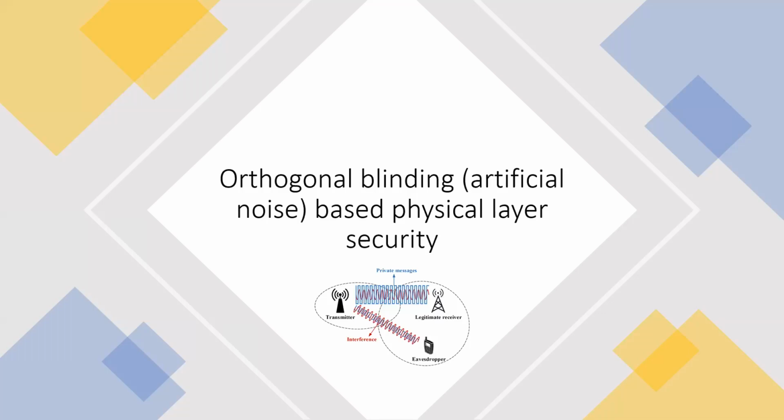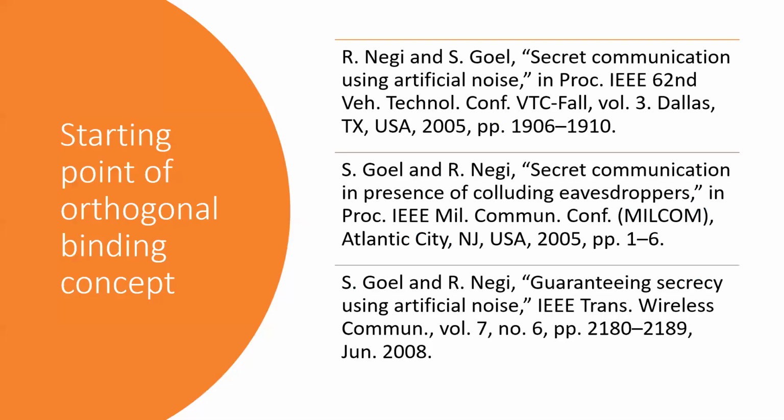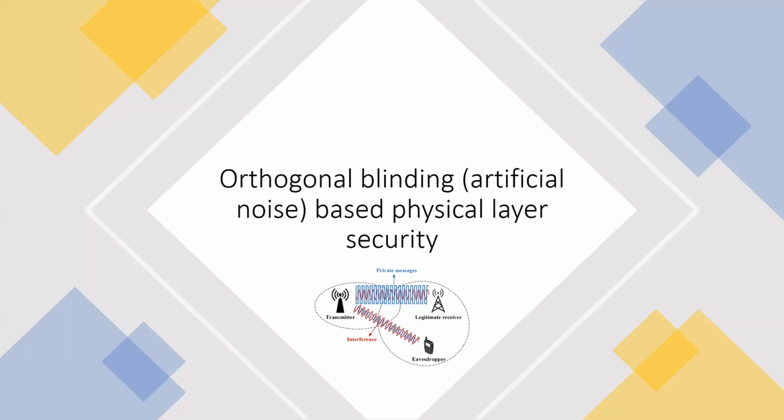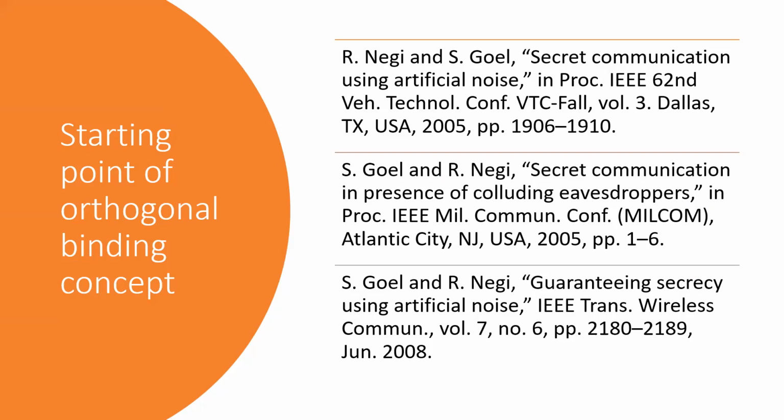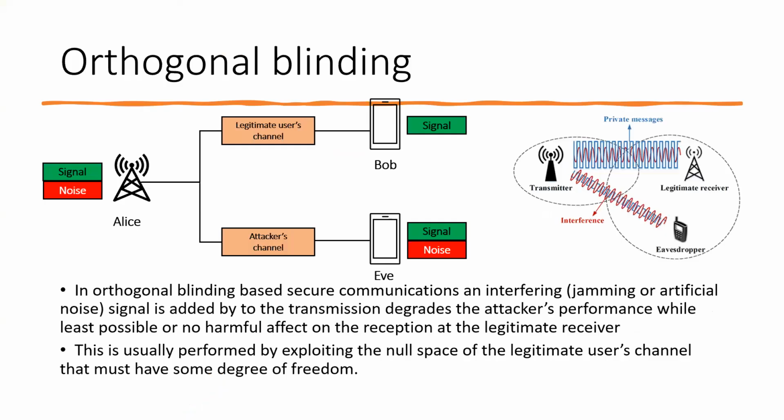Coming to the orthogonal blinding or artificial noise-based security techniques, the basic idea here is that we are using an interference or noise signal to enable secure communication. This concept was actually started by Negi and Goel in 2005. These are the initial works by these authors, in which they show how we can use artificial noise for providing secure communication.